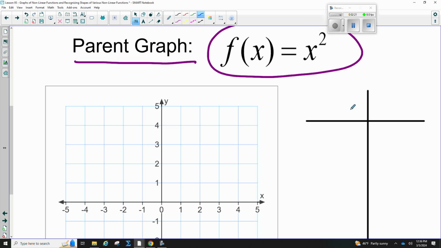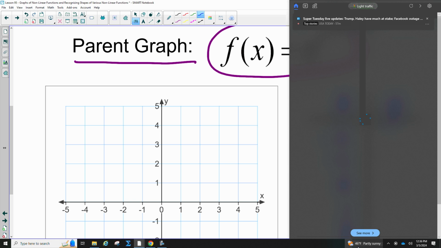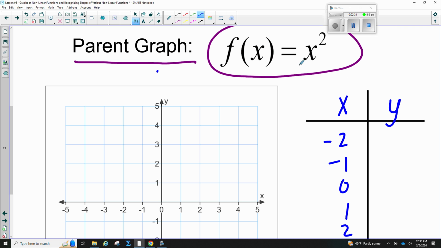f of x means y. And so if you made yourself a lovely table and just plugged in a couple of points, okay, we could graph a parabola real quick. I'm going to plug in -2 for x. What is -2 squared? +4. And I could put a little point here. I could then plug in -1. What's -1 squared when you put in parentheses? Yeah, -1 squared is 1.